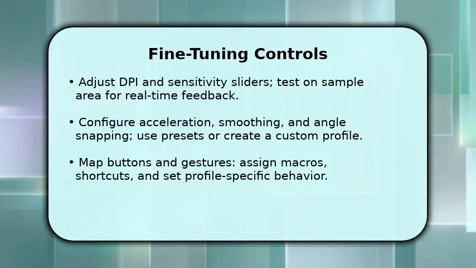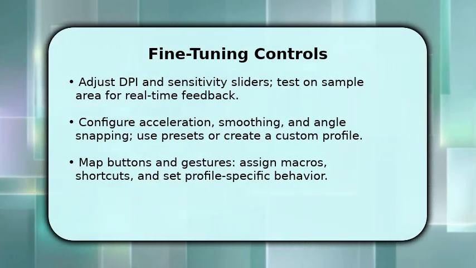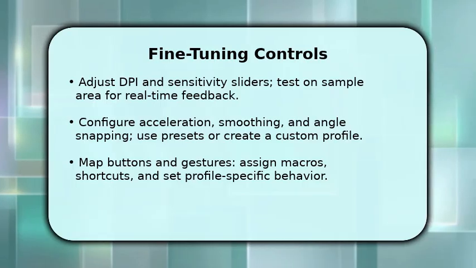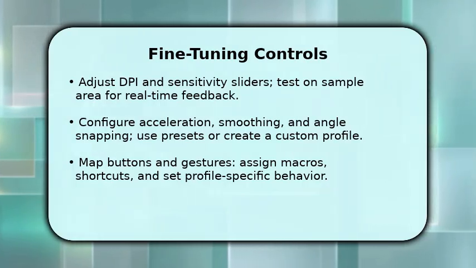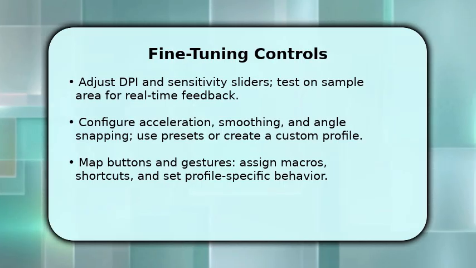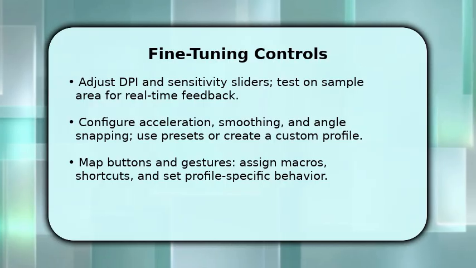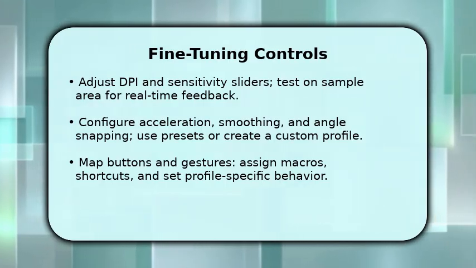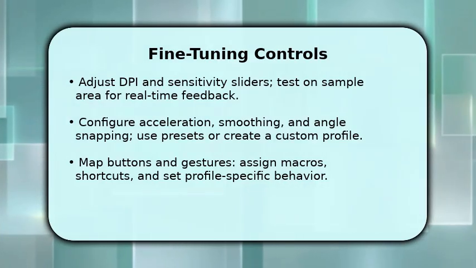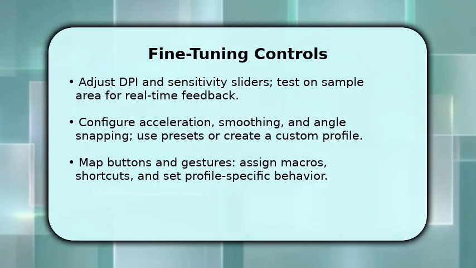Now you'll refine how the pointer feels and responds. Move the DPI and sensitivity sliders while testing on the sample area so you see immediate feedback. This is how you dial in speed versus precision. Then adjust acceleration, smoothing, and angle snapping. Use presets to save time, or build a custom profile when you need specific behavior.